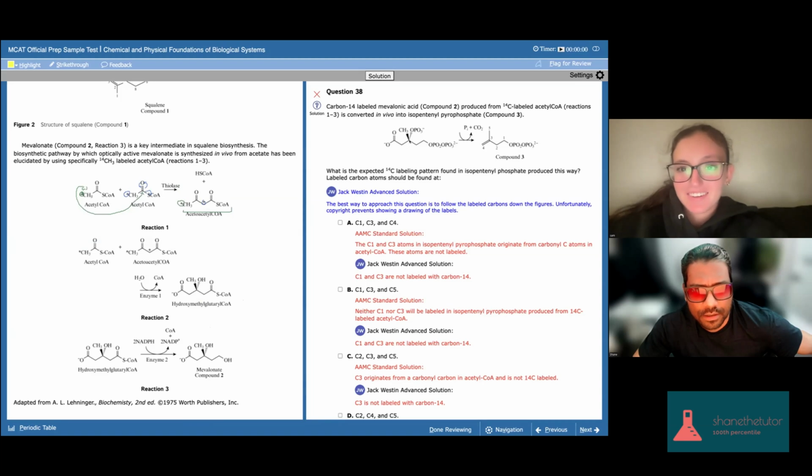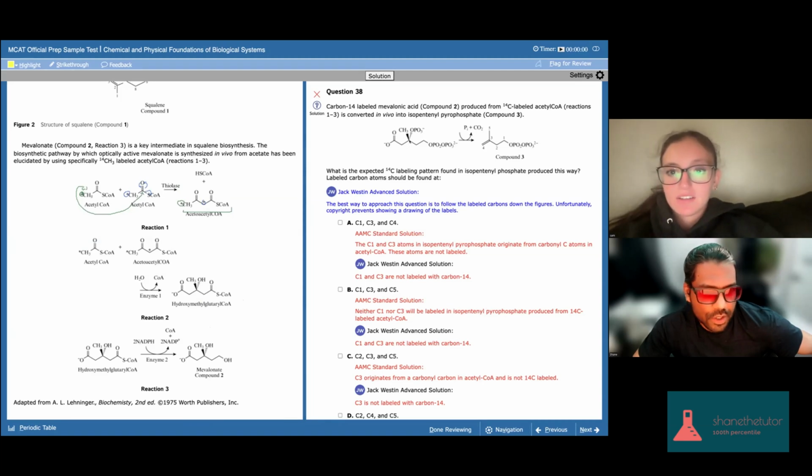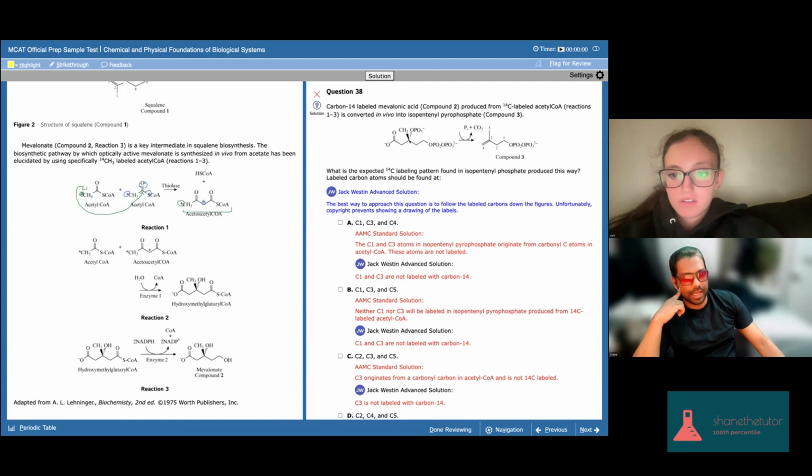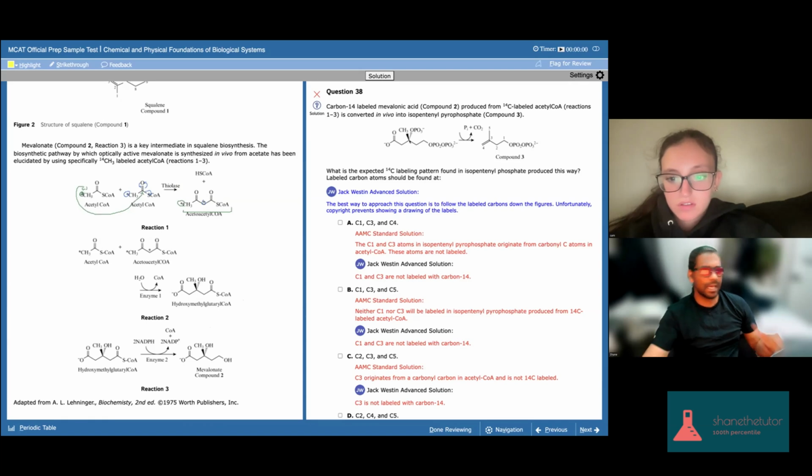Let's see. So this is compound 2 getting phosphorylated. Carbon-14 labeled mevalonic acid, compound 2, produced from carbon-14 labeled acetyl-CoA, reactions 1 through 3, is converted in vivo into isopentenyl pyrophosphate, compound 3. What is the expected C14 labeling pattern found in isopentenyl pyrophosphate produced this way? Labeled carbon atoms should be found at.